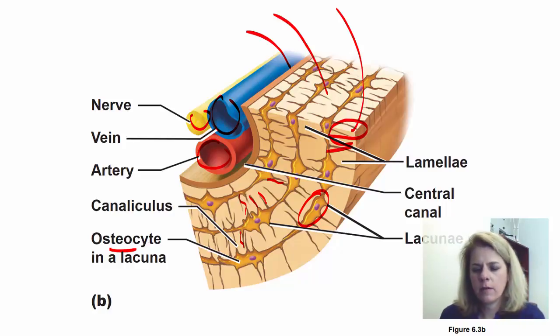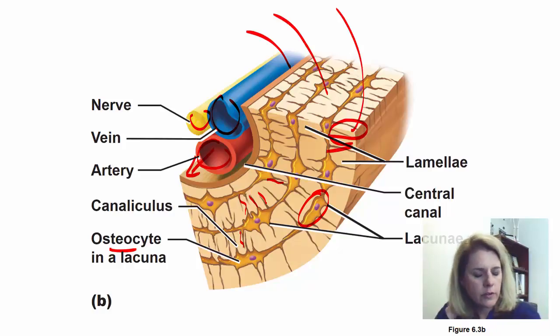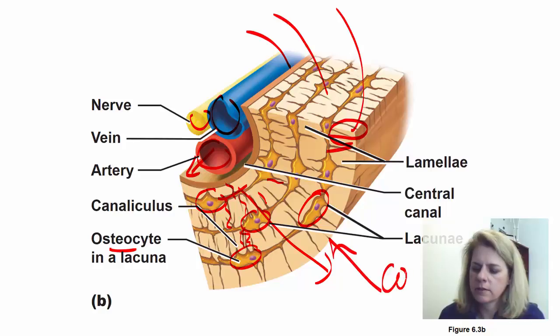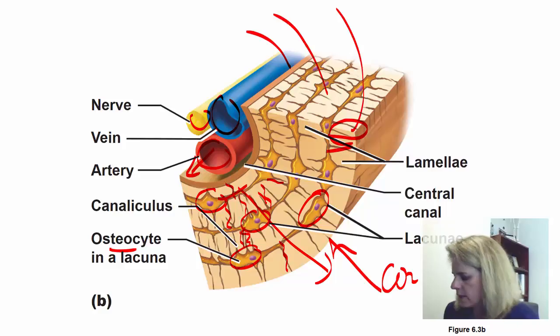So imagine you've got the good stuff, the oxygen and glucose and whatever, coming from the artery. It's got to have a way to get all the way out to these cells out here, so the nutrients and oxygen diffuse out of the artery and the capillaries, and then they're able to go out into these lamellae, and then through these little canaliculi to this cell, and through that little canaliculi to that cell. And then also the other way around: the carbon dioxide and waste products are able to travel back through the canaliculi to the central canal. Canaliculi just means small canal.